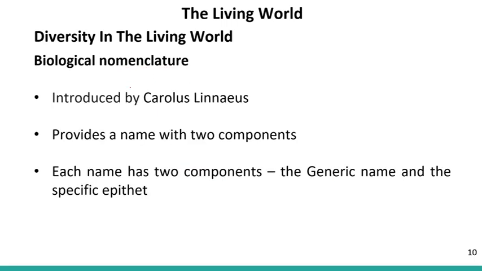Now let's talk about biological nomenclature. Biological nomenclature means naming of biological organisms. Biological nomenclature was introduced by Carolus Linnaeus. You have to remember this. And what does this biological nomenclature mean? It provides a name with two components. Whenever a name is given according to biological nomenclature, that name will contain two components. One component is the generic name and the other component is known as the specific epithet. You have to remember this term. First is the generic name.